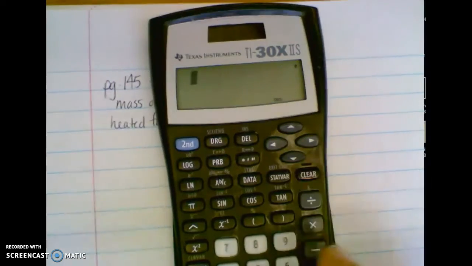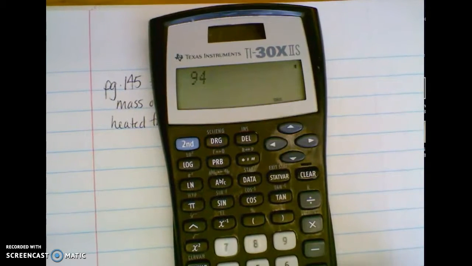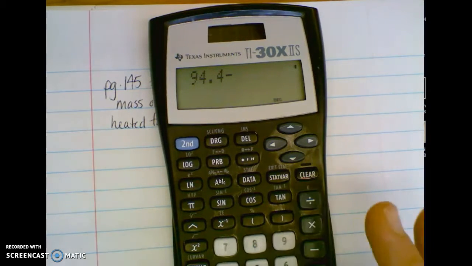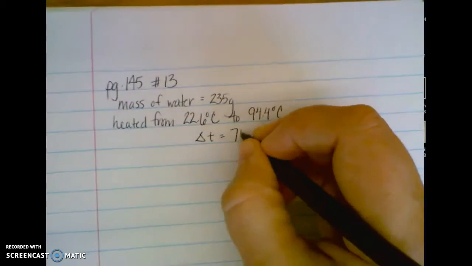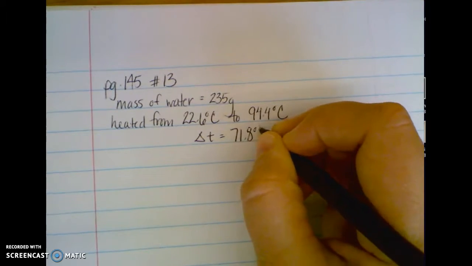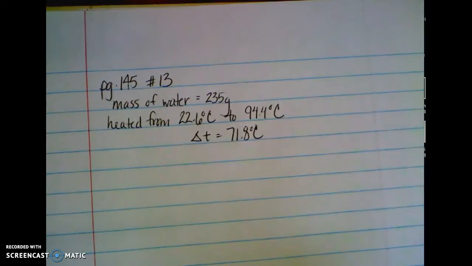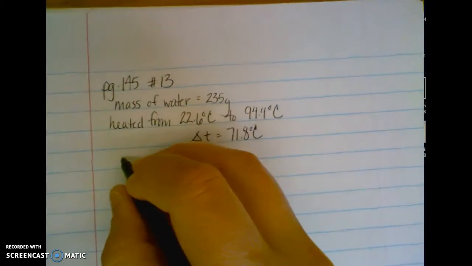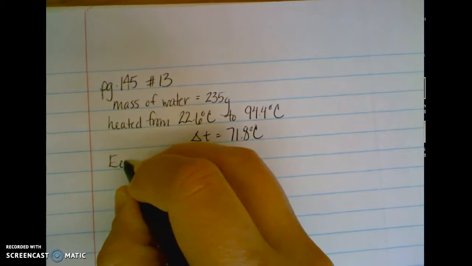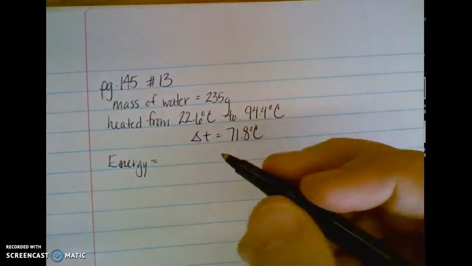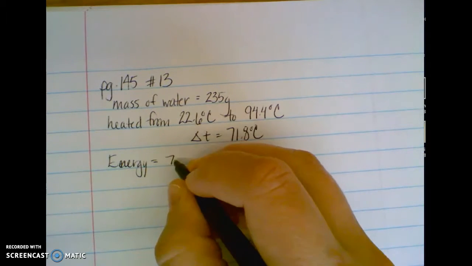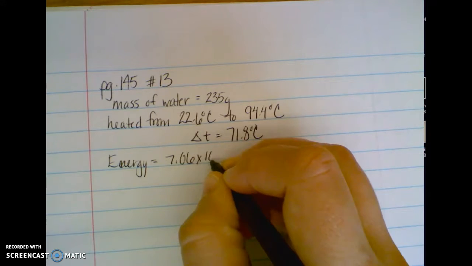I'm just going to plug that in. 94.4 minus 22.6. 71.8 degrees Celsius is my change in temperature. And it says it requires an energy of 7.06 times 10 to the 4 joules of energy.